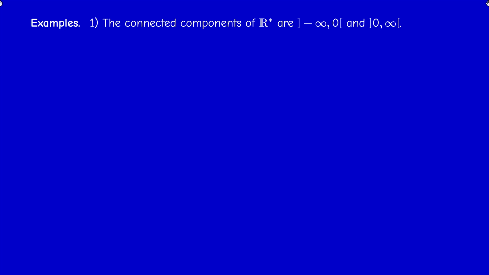What are the connected components of R star? R star is not connected, but R star can be written as the disjoint union of two open intervals, (-infinity, 0) and (0, infinity). And these two are actually the biggest connected sets contained in R star. So these are the components. Any two negative numbers are related, so they belong to the same component (-infinity, 0), and any two positive numbers are related, so they belong to the same connected component (0, +infinity). But a negative number and a positive number are not related.